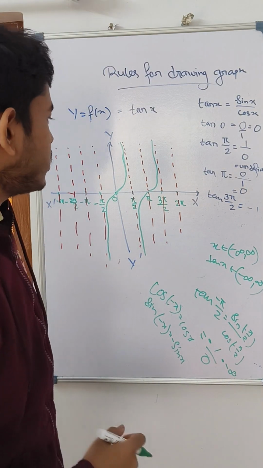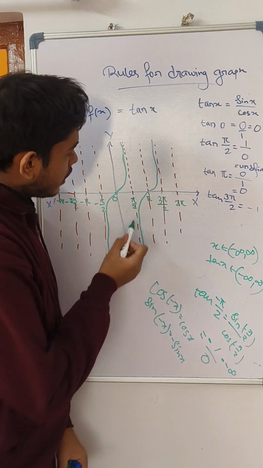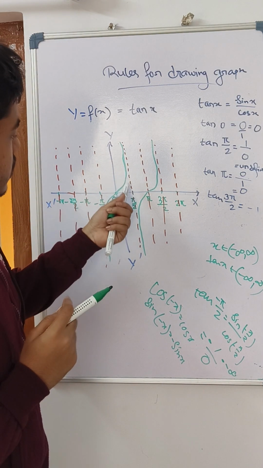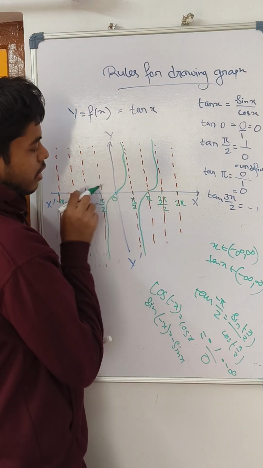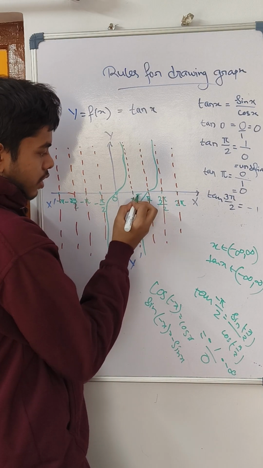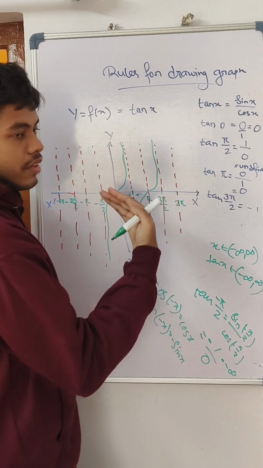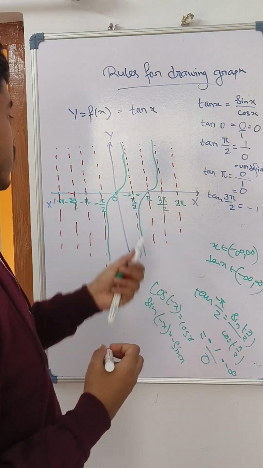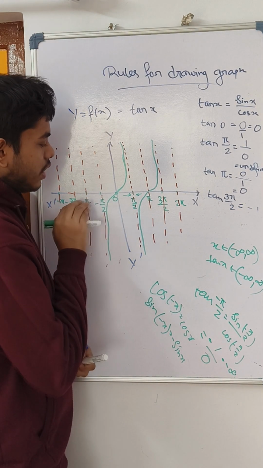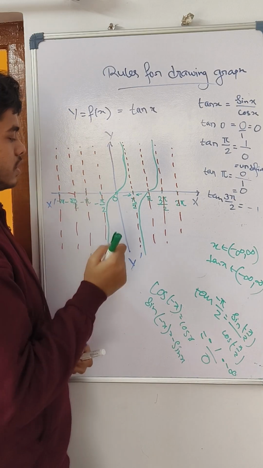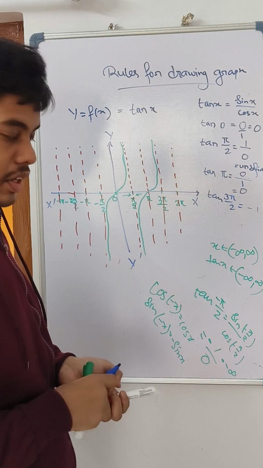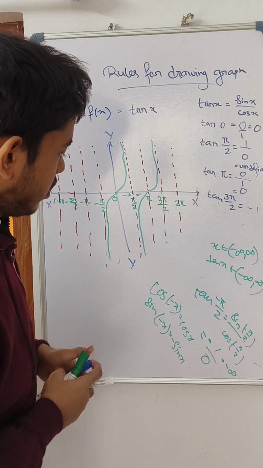Now see, why is the graph not continuous at pi by 2? See, tan x is not continuous. At pi by 2, from the left side if we go, it has plus infinity. From the right side if we come, it has minus infinity. So both have two values. That's why this is not continuous. But here it is continuous. From left side or right side, if you come, 0 is the value. But there, two values exist at a single point, so it is not continuous.